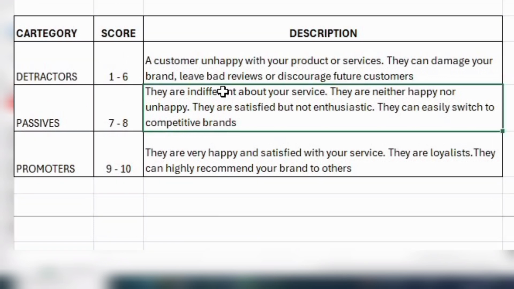The last category of customers are called the promoters. These are respondents with scores ranging from 9 to 10. These are the kind of customers every company should strive to have. They are customers that are happy and satisfied with the products and services of the company. These customers are loyalists and would highly recommend the company's brand to others.